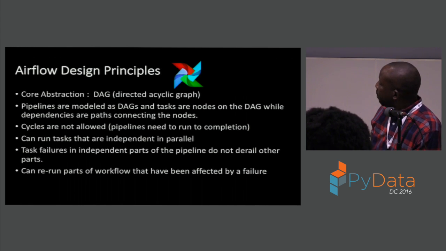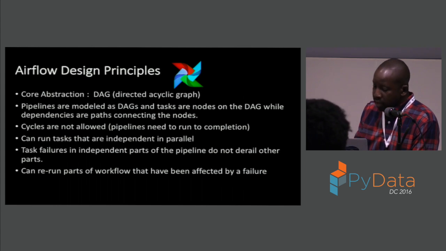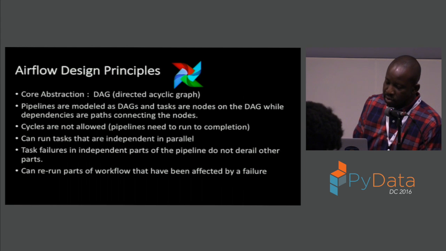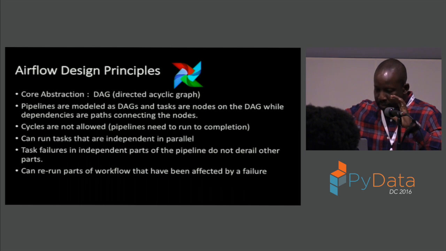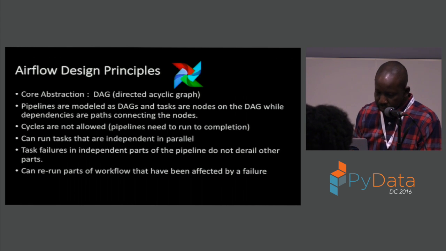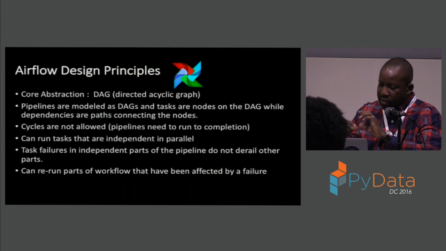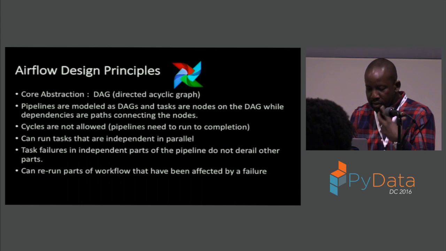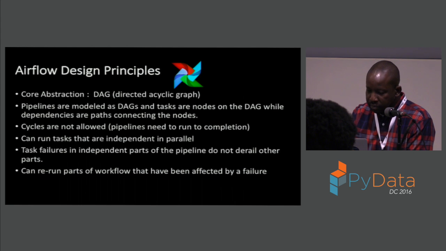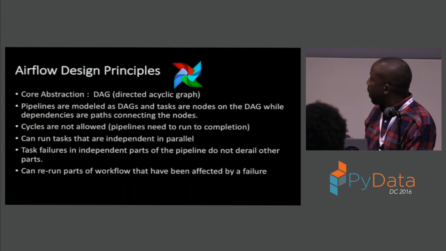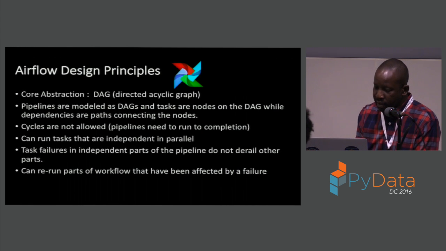So you can run tasks that are independent in parallel. And task failures in independent parts of the pipeline don't derail other parts. If a task fails in one part of the pipeline, the parts that are independent don't get derailed. And you can rerun parts of the workflow, it's fine-grained, that have been affected by failure.